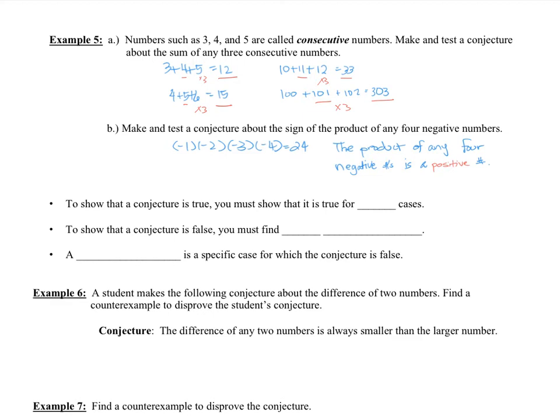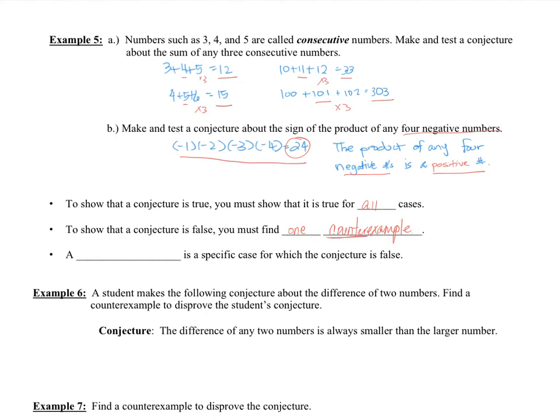And for part B, you want to test a conjecture about the sign of the product of any 4 negative numbers. So I just came up with a random example here, and my conjecture is that the product of any 4 negative numbers is a positive number. So, in conclusion, to show that a conjecture is true, you must show that it is true for all cases. And to show that a conjecture is false, you must find one counterexample, meaning an example that will prove the conjecture wrong.